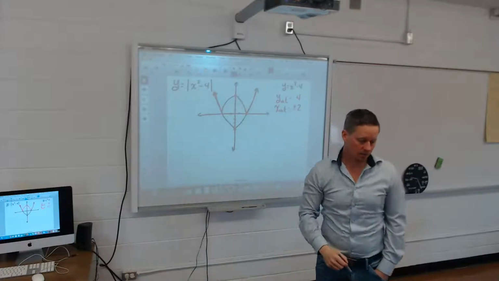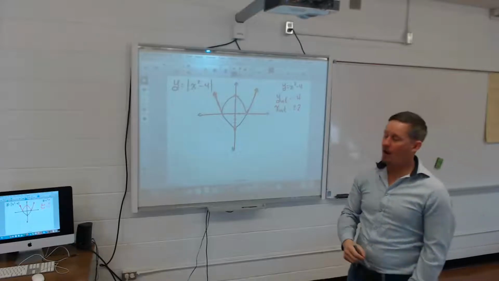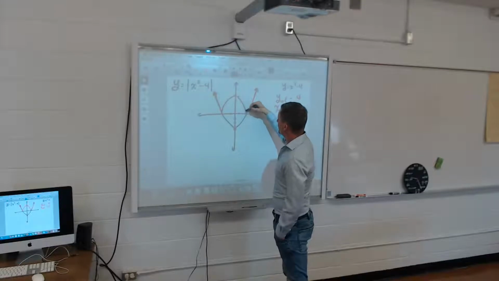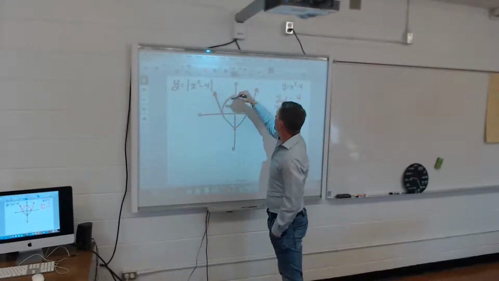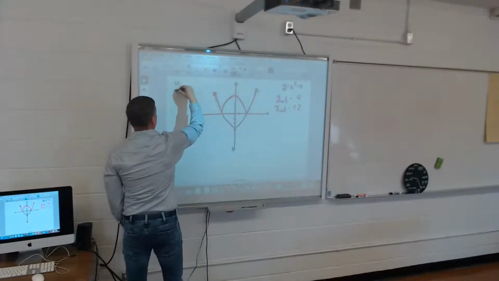Plus minus 2. So 2 and 0, minus 2 and 0. It says graph the function. Well, I've already graphed the function. That's this right here. So let me just put that here. I'll write it in red because that's exactly what I did.